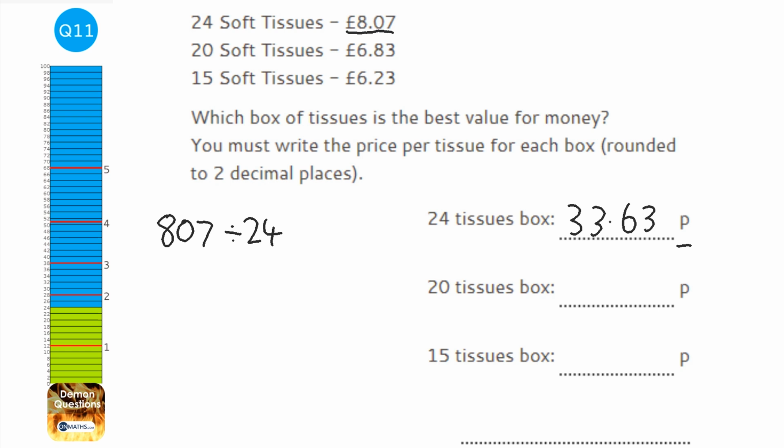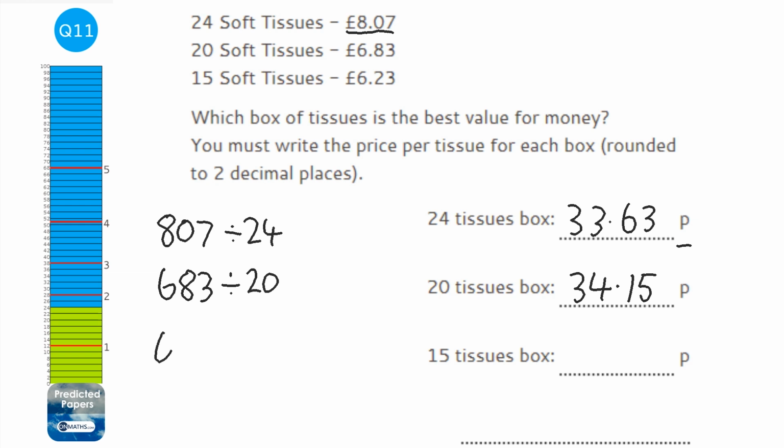33.625, so that would be 33.63 to 2 decimal places, which it asks us to do in the question. The next one, again, I'm going to do the pennies divided by 20, so 683 divided by 20, and this time it works out to 2 decimal places. Don't need to do anything, don't need to round it.